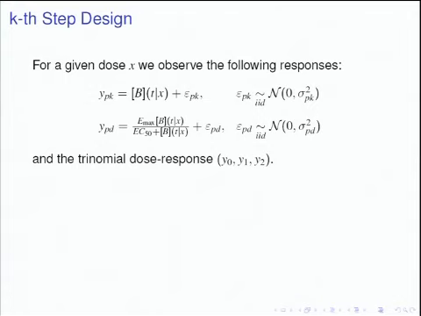So what are the responses we actually observe? Let's look at it again. First, we observe concentration with some error, and we observe this Emax model, but depending on time now, with concentration included here. And we also observe this trinomial response, y0, y1, y2. So that's all that is possible, what we can observe in this trial.